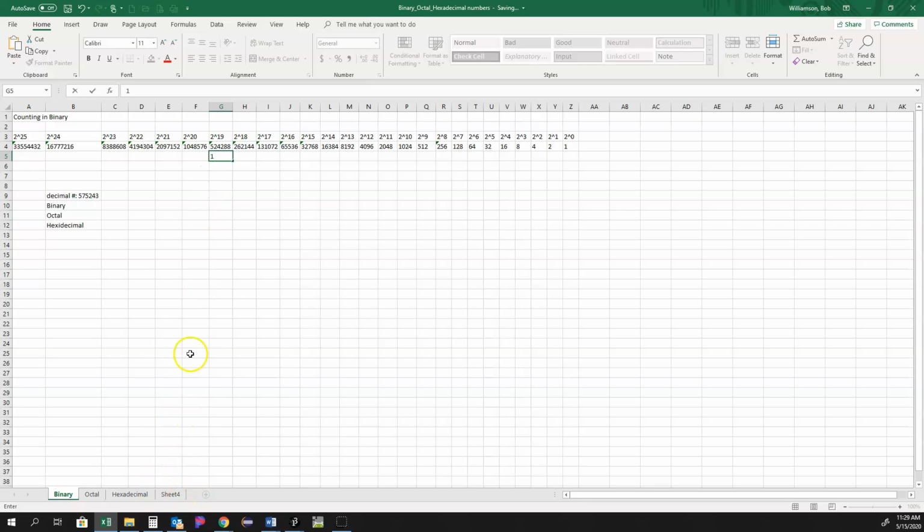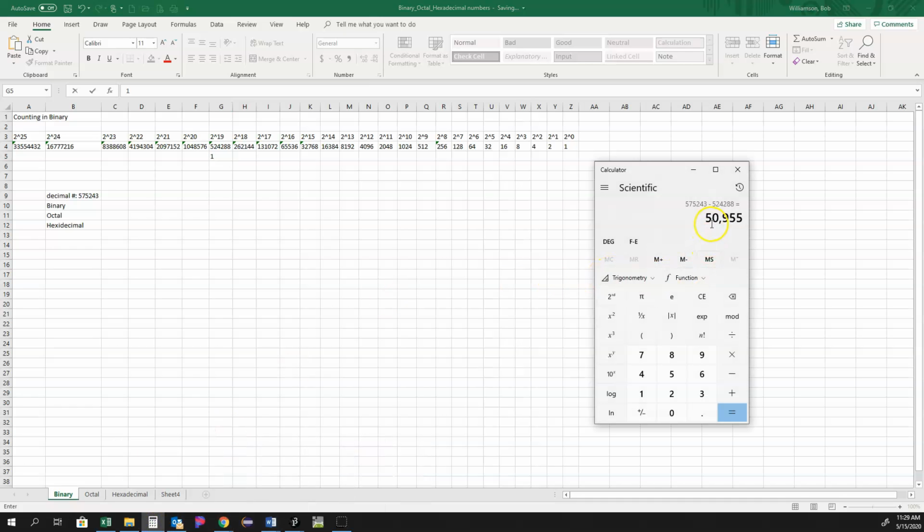I'm going to put a 1 there because I did activate that place value. So I have a remainder of a little over 50,000. I'm going to take the largest I can from that, and 65 is too large. So I can take that 32, the 15th placeholder here. I'm going to take that number.